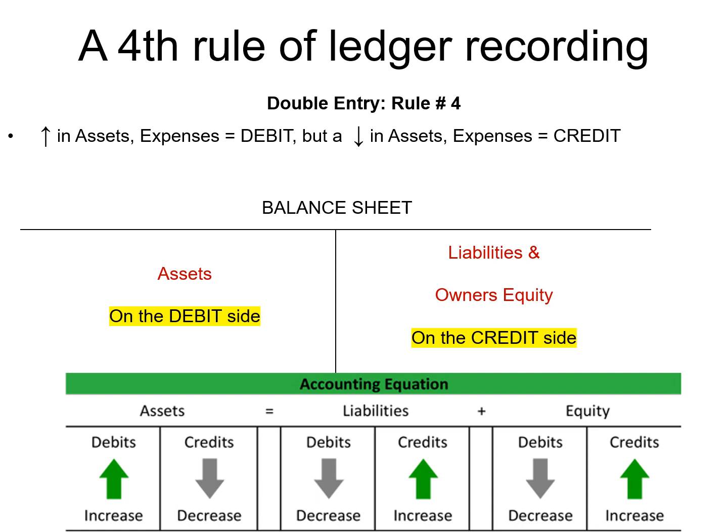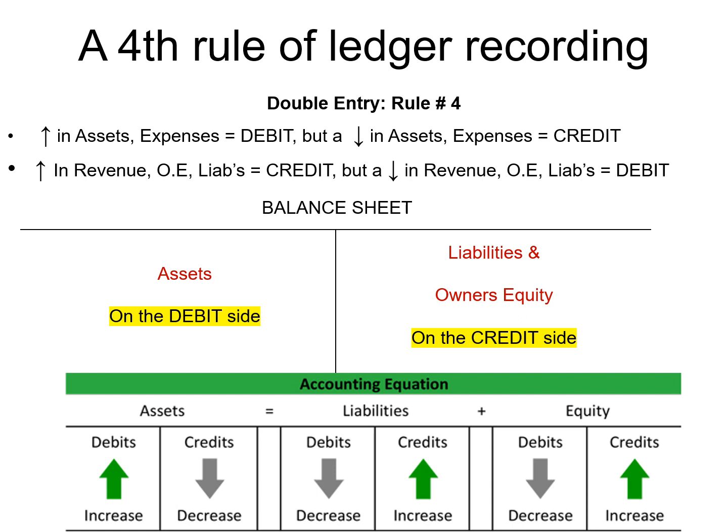Debits and credits are opposites. So therefore, when we have an increase in revenue, owner's equity or liabilities, we'll do a credit entry. And when we have a decrease in any of those, we'll do the opposite, which is a debit entry.